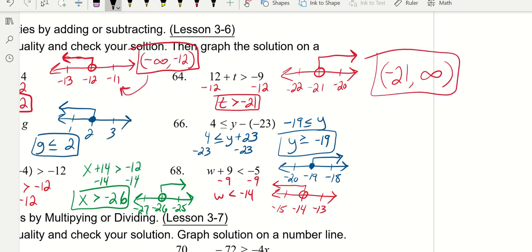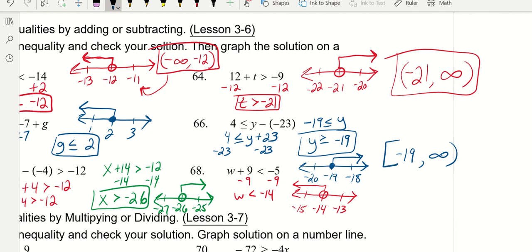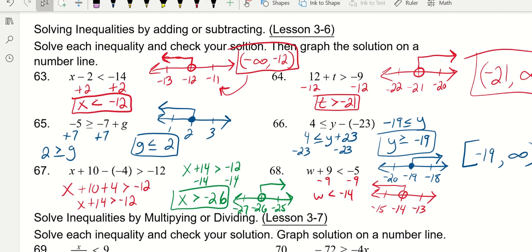On to 66. Looking at our graph here, negative 19, is that the high end or low end? That's the low end. How high does this go? It goes to the right forever, so that's infinity. Infinity always gets a parenthesis. And negative 19 is a closed circle, so it gets a bracket. Closed circles get brackets.